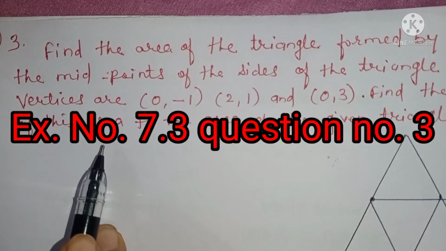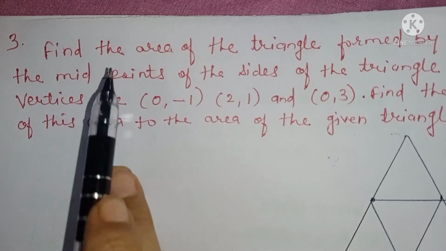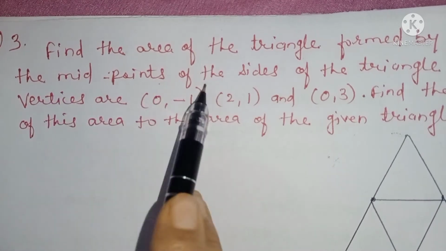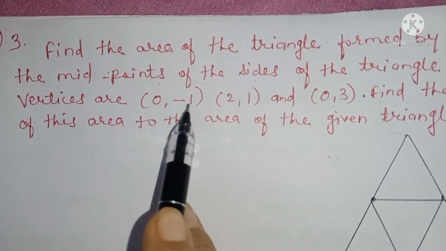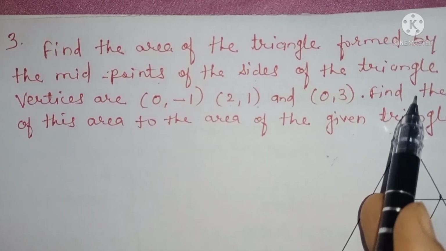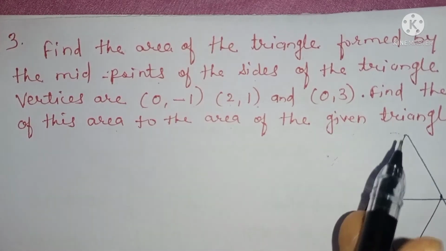Now today I am going to teach you question number 3 of exercise number 7.3. Find the area of the triangle formed by joining the midpoints of the sides of a triangle whose vertices are (0, -1), (2, 1) and (0, 3). Find the ratio of this area to the area of the given triangle.